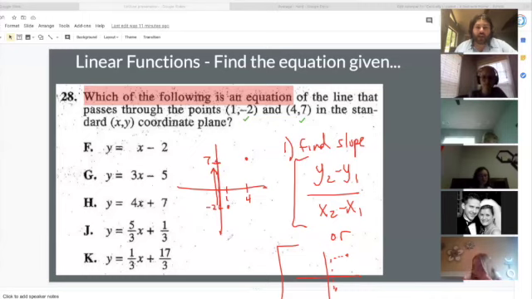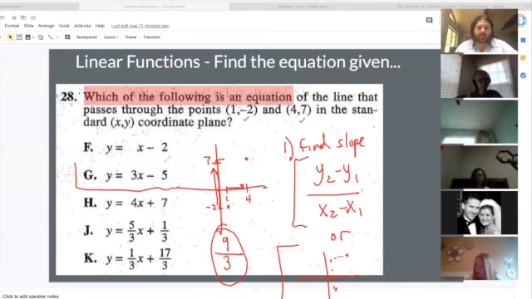That's a total of 9. Over, what's my run? 3. 3. So 9 over 3 is my slope. That slope is 3. I would stop there, guys. You don't even have to do the rest, actually. The only one with slope 3 is G. That's our answer.